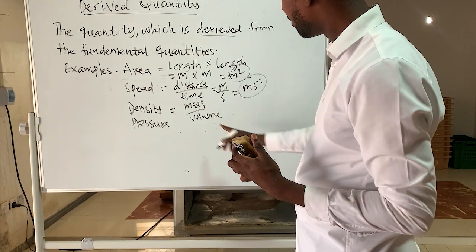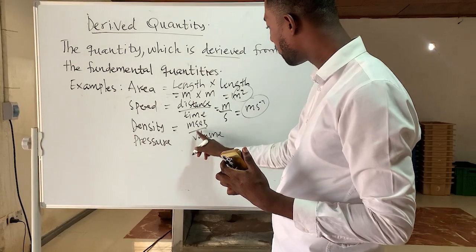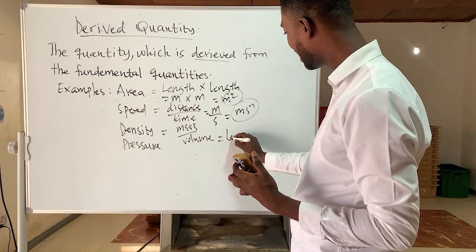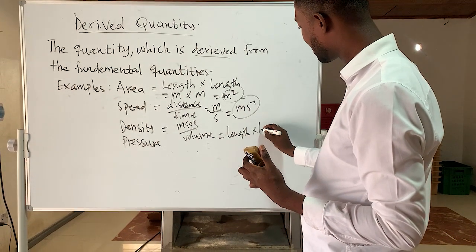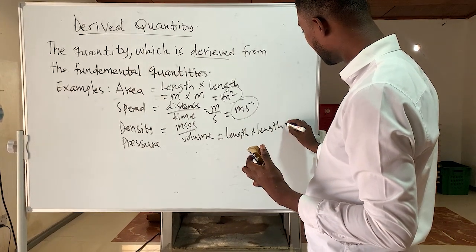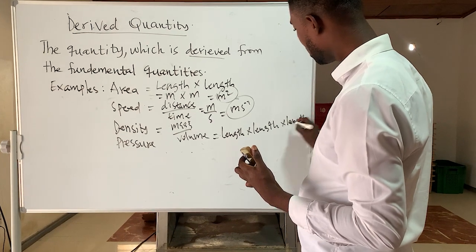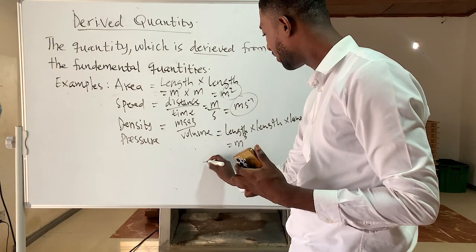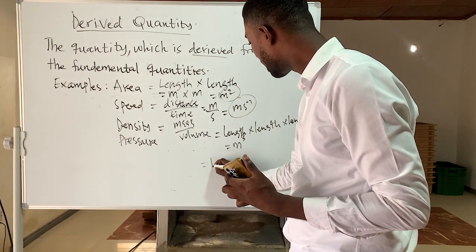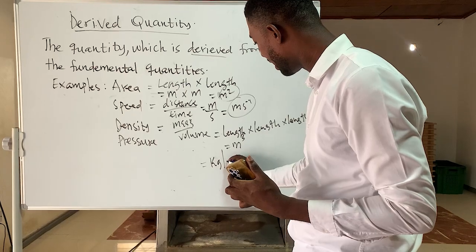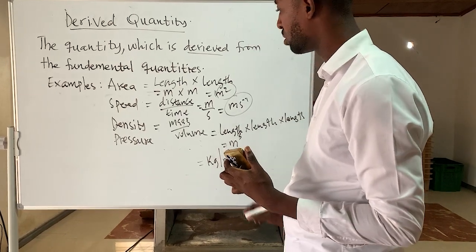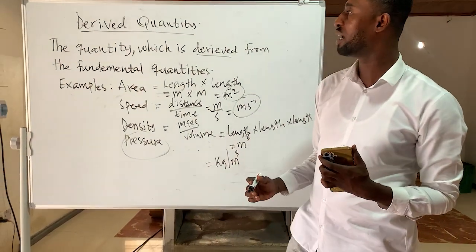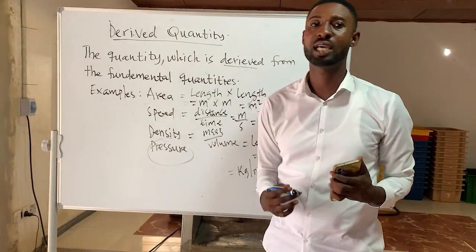So here, mass is a fundamental quantity, but volume itself is a derived quantity because under volume, we've combined length times length times length, which is equal to meter cube. That's why density has a unit of kilogram per meter cube. Then pressure is also a derived quantity.